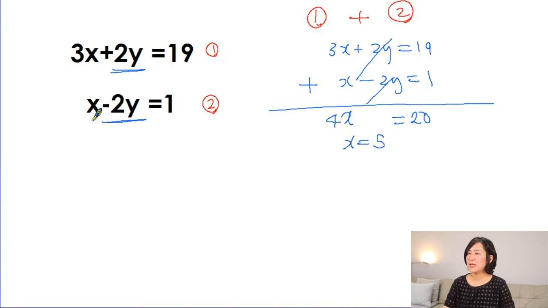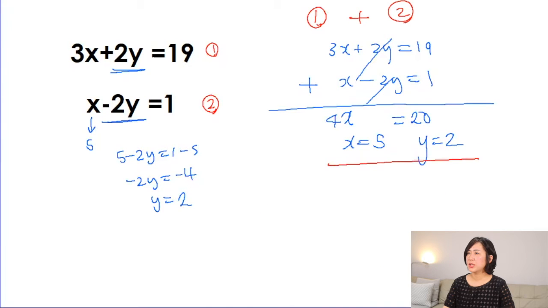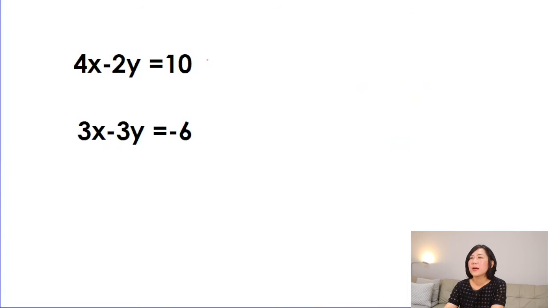Then let's put the 5 inside one of the equations. So 5 minus 2y is 1, minus 2y equals minus 4, then y is 2. So y equals 2. Now we know that this solution is the answer for both of the equations. Now here we've got another set of linear equations, simultaneous equations.